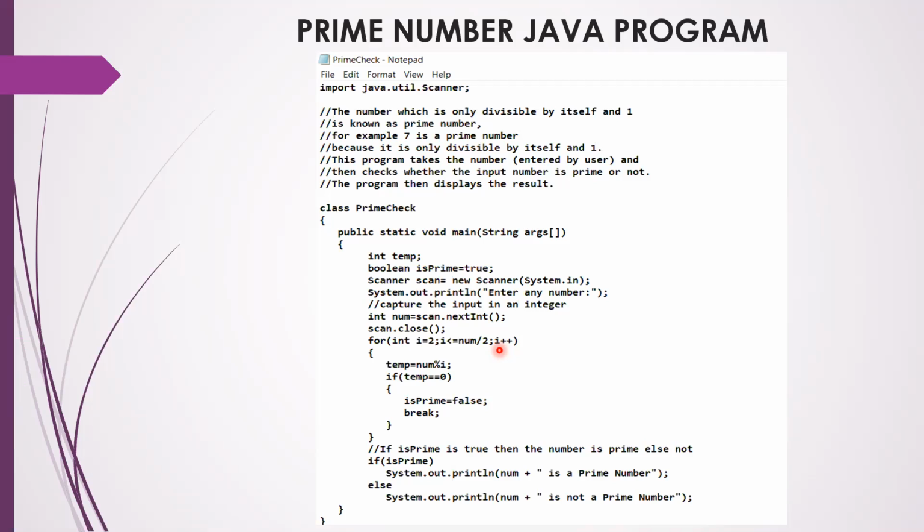For example, 10, if you see, the highest divisibility will be 5. So you can understand, like for 100, the highest divisibility will be 50. So half of the number only is enough to check if the number has divisibility. To check the divisibility of a number, it's enough to check half of the number. So for that only, this condition num divided by 2.